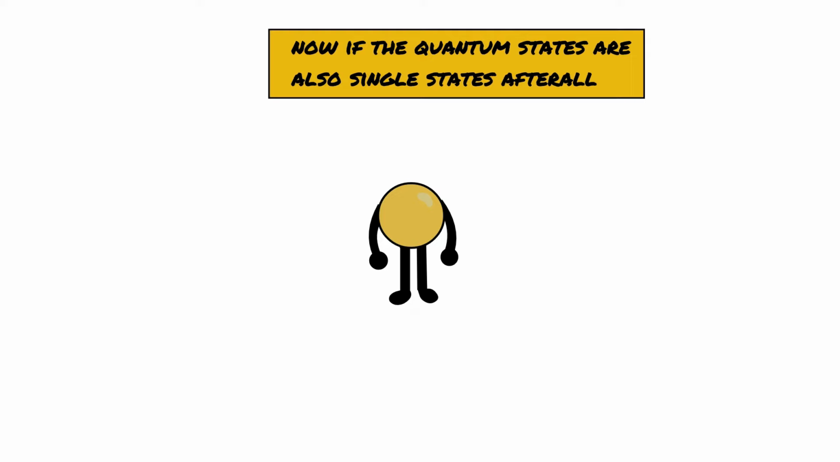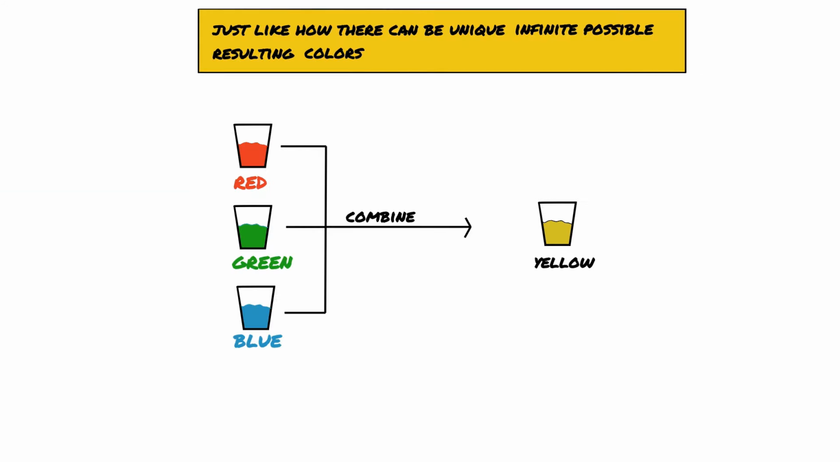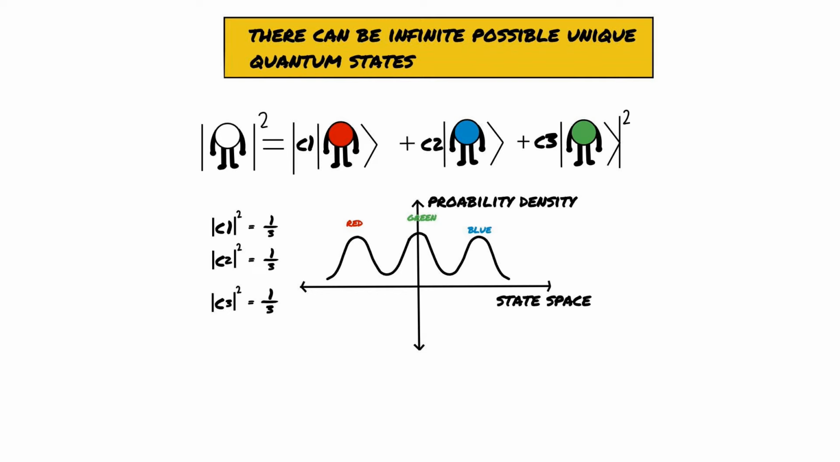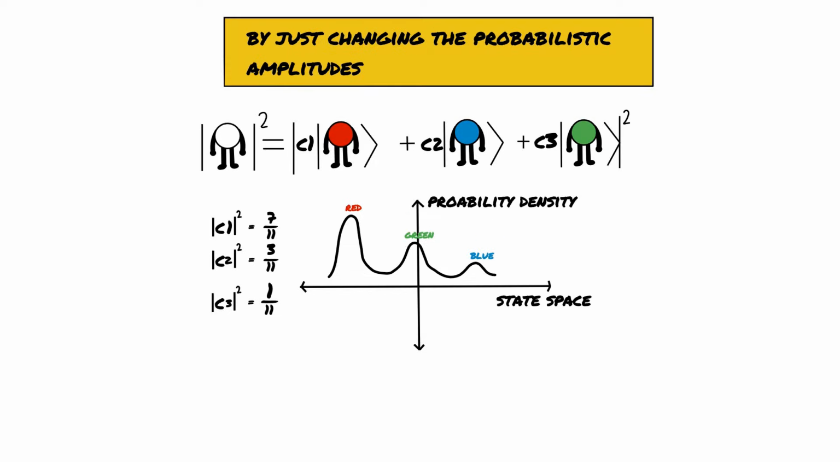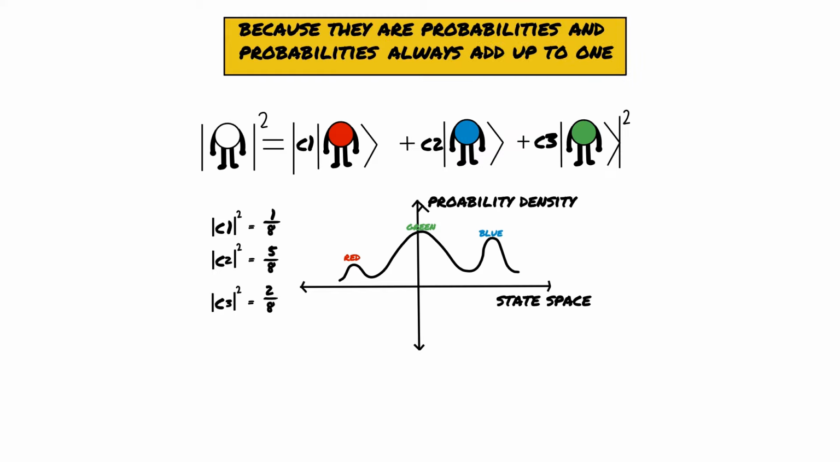Now if the quantum states are also single states after all, then what gives quantum computers the quantum speed up, and what makes them different? The answer to that is, just like how there can be infinite possible unique resulting colors by just changing the proportion of the constituent colors, there can be infinite possible unique quantum states. By just changing the probabilistic amplitudes, as long as the modulus squares of C1, C2 and C3 add up to 1, because they are probabilities and probabilities always add up to 1.